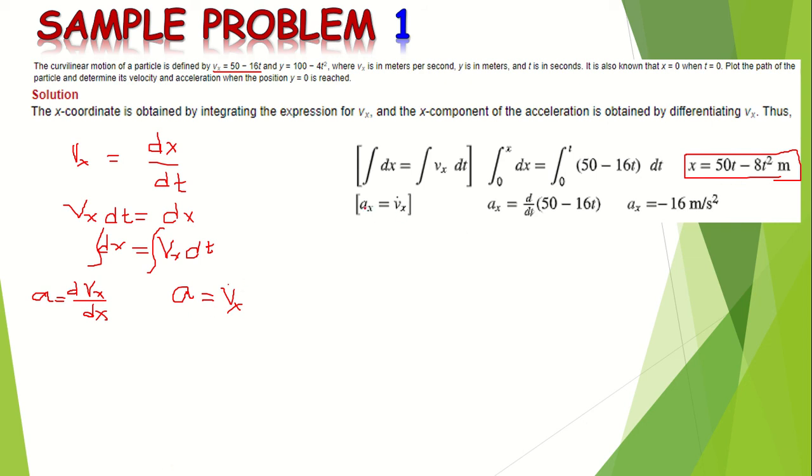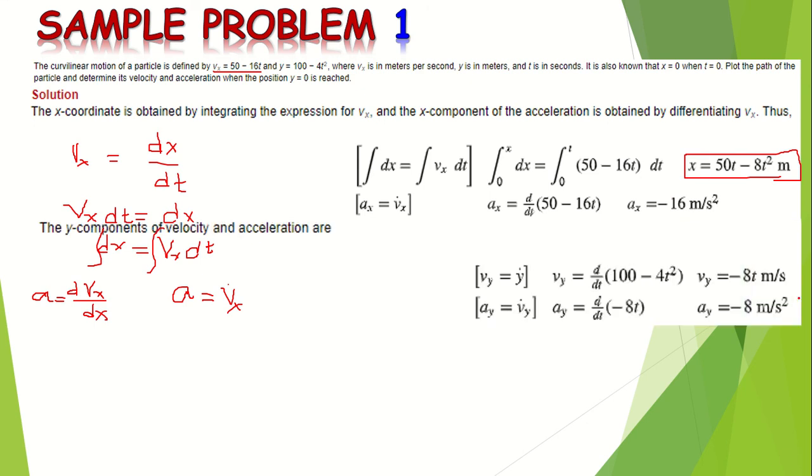So we have here acceleration, or a sub x equal to v sub x dot. So we take the derivative of this, our v sub x, so 50 minus 16t. So derivative of this, derivative of a constant is 0. Derivative of negative 16t is negative 16 meters per second squared. So we get the acceleration. All right.